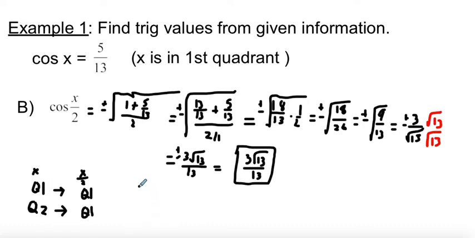Alright. Now let's think about quadrant 3. What happens if my angle is in quadrant 3? What would the half angle be in? So let's think through that one. A quadrant 3 angle would be something like, what do we have? 200. 200 would be in quadrant 3. So 200 divided by 2 is 100, and that would put me in quadrant 2.